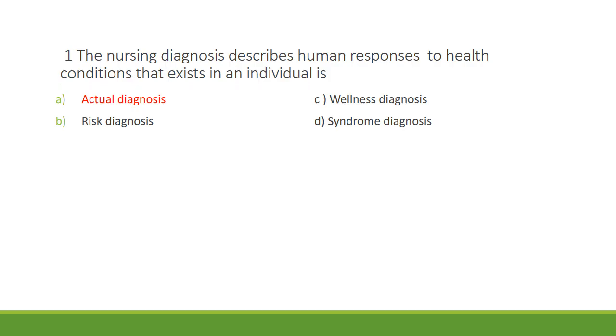First question is the nursing diagnosis describes human responses to health conditions that exist in an individual is called. Options: A actual diagnosis, B risk diagnosis, C wellness diagnosis, and D syndrome diagnosis. Correct answer is actual diagnosis. Diagnosis describes the actual problems or the problems that exist in the patient.